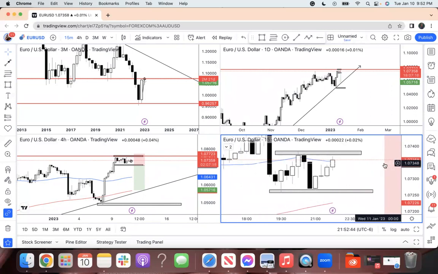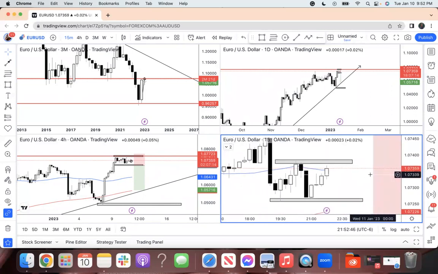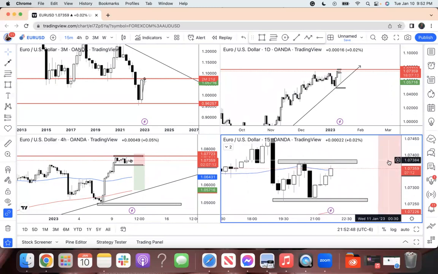So on the 15-minute chart, we are still looking for a break of structure before we get in, but we're also taking into consideration what we know based on those previous analyses that we did on the higher time frames.